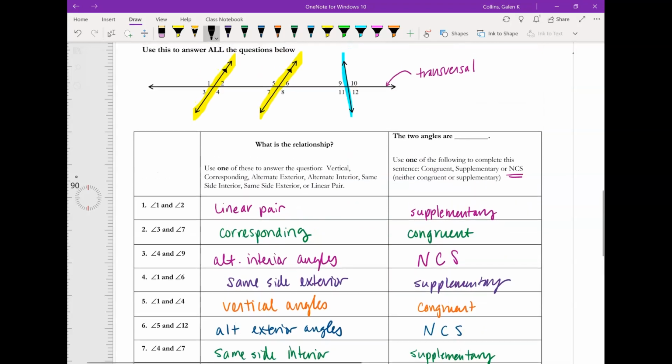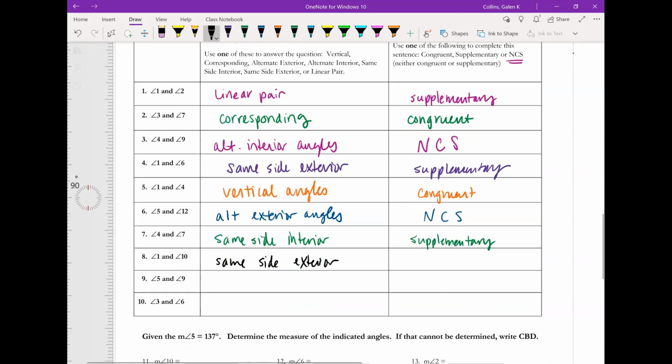And then if I look at the lines they're on, those lines are not parallel to each other. Again, that blue line doesn't have the same arrow that the two yellow lines have. So they're not supplementary. They're neither congruent nor supplementary.